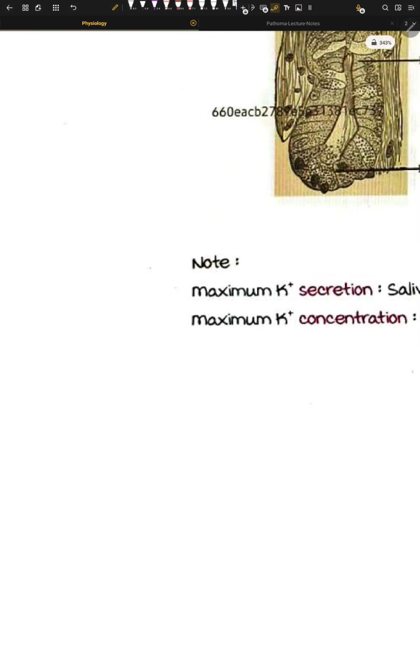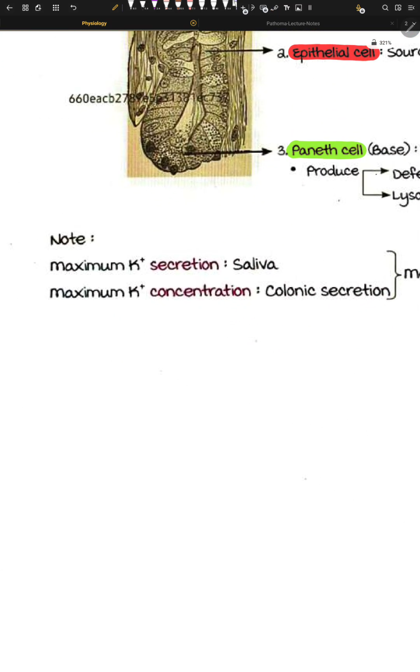Now, as you can see, there is a mention of these two things. Let me write. Maximum potassium secretion. Now, why is potassium secreted in the saliva? So that it can balance, because naturally sodium is reabsorbed from the ductal cells of the saliva, right? To maintain the ionic balance, the acinar cells of the glands produce potassium inside the saliva so that we can balance it out.